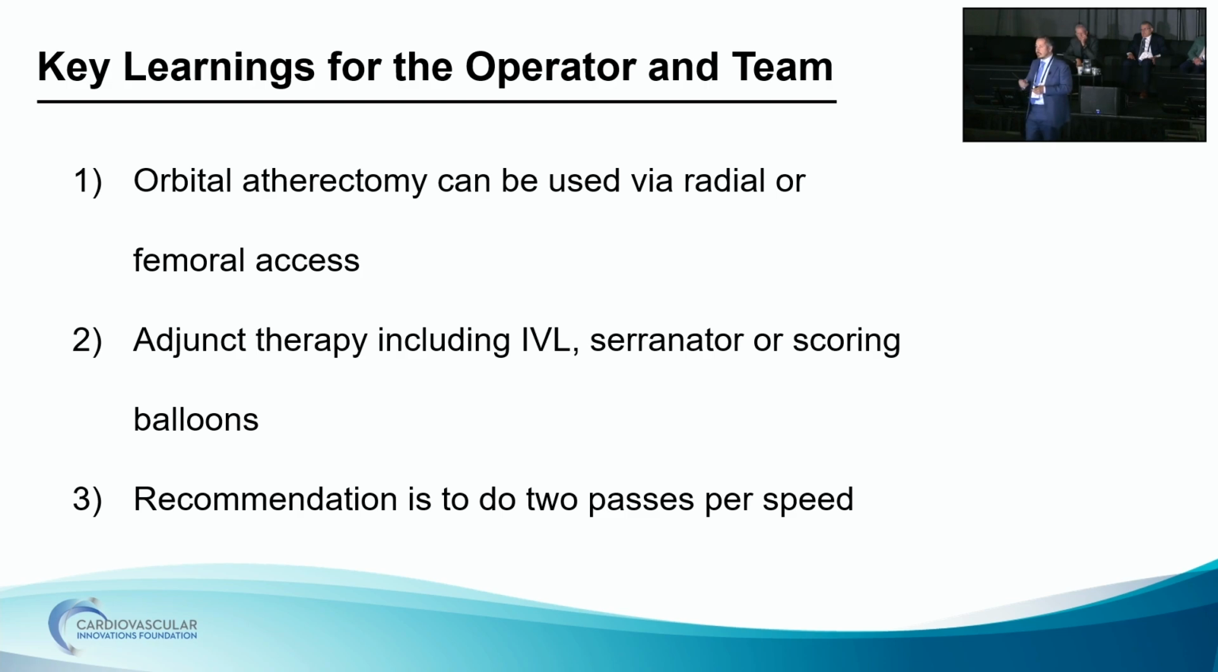And a recommendation, if you look at all the trials, is to do 2 passes per speed. Even if you look at the REALITY trial comparing Diamondback to HOG, that's what they recommended. So I think this is one thing we should encourage our operators to do, because just doing 1 pass with a low run may not be enough to really debulk that calcium. Thank you.